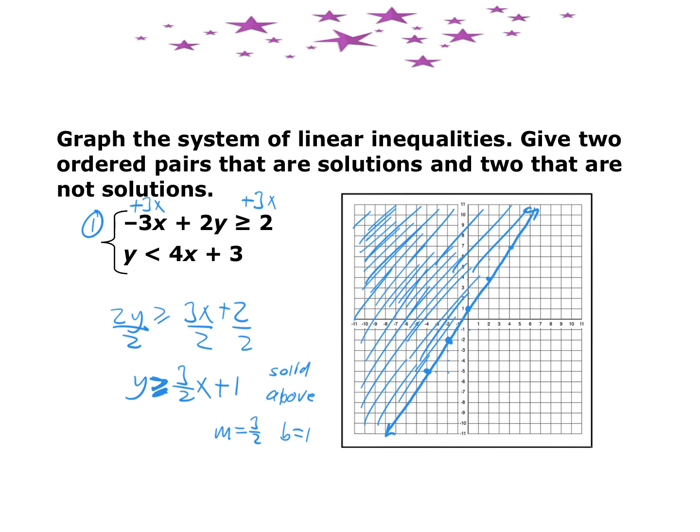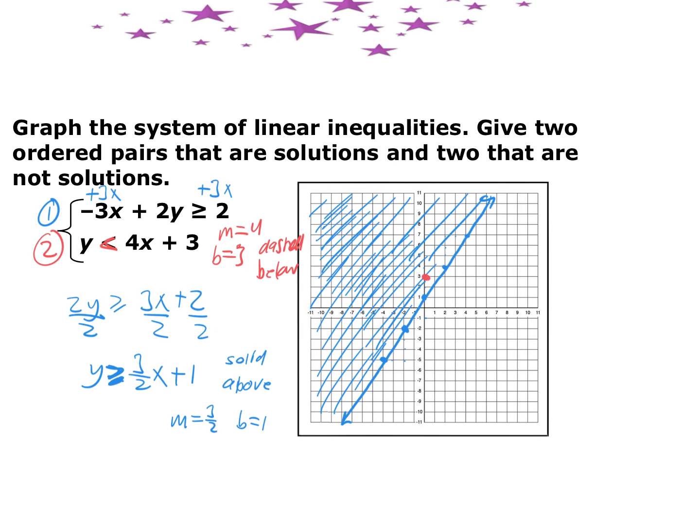The next one is already in slope-intercept form. So we have a slope of 4, a y-intercept of 3, right? It is a strict inequality, so it's going to be dashed. And it is less than, so it's going to be shaded below. All right, so I'm going to have a 3 right here. A 4 is going 1, 2, 3, 4 up, 1 over. I can do the same thing in all the other directions.